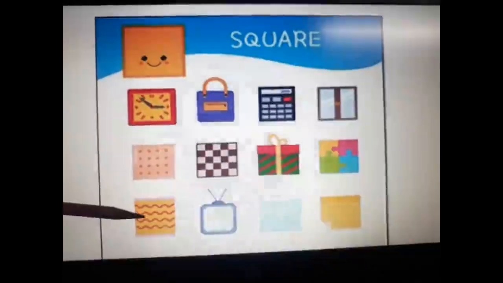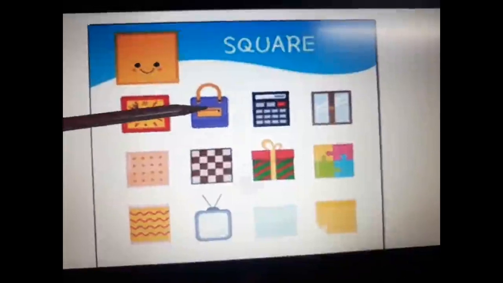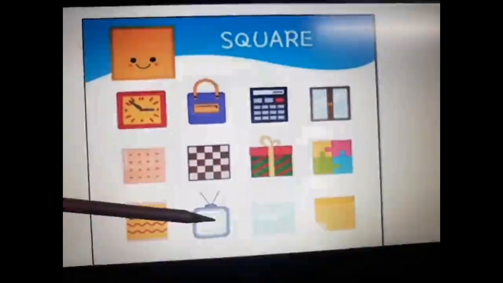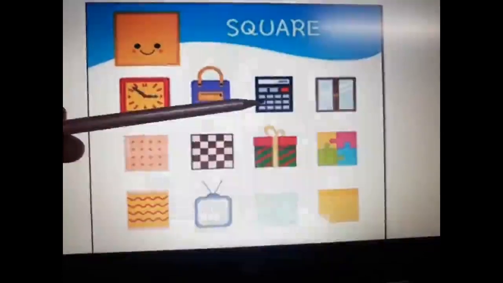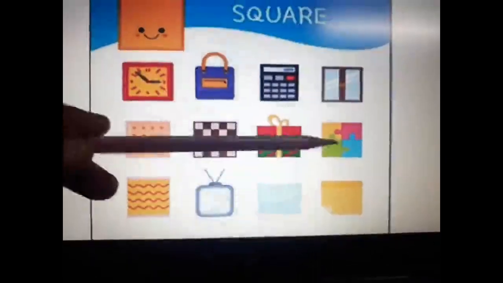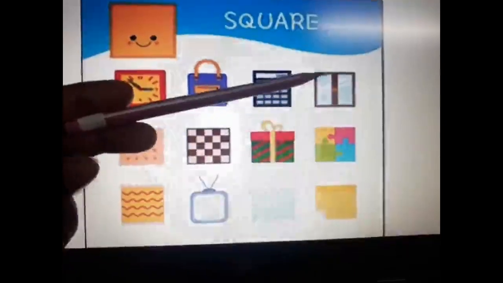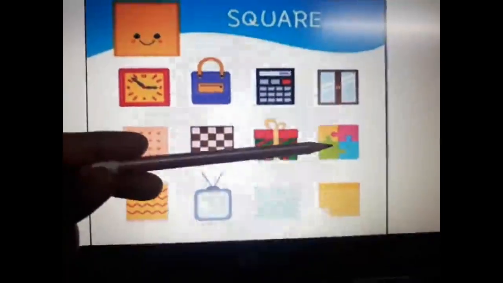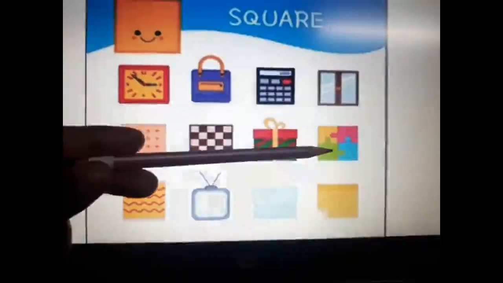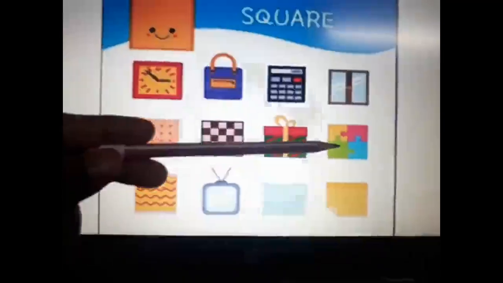Then we have mats, handbags, chess game, TV, calculator, then gifts, pillow, window. Then what's this? Jigsaw puzzle. You all love playing jigsaw puzzle. So jigsaw puzzle is also square in shape.